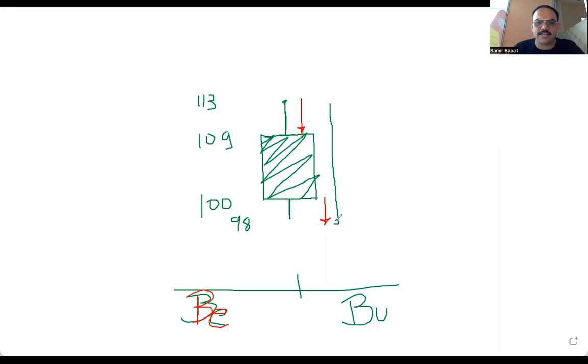Nahi boss, chalega nahi, chal bina. They started buying, buying, buying. They took the price up, so they were winning till the price went till high, and then they closed at this point. Everyone okay? Everyone is able to imagine, feel the fight between bulls and bears? Yes, no?